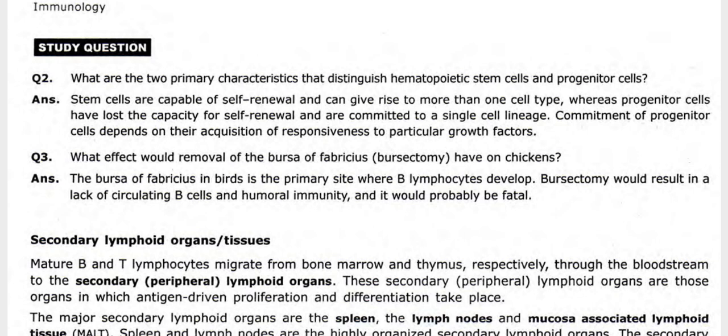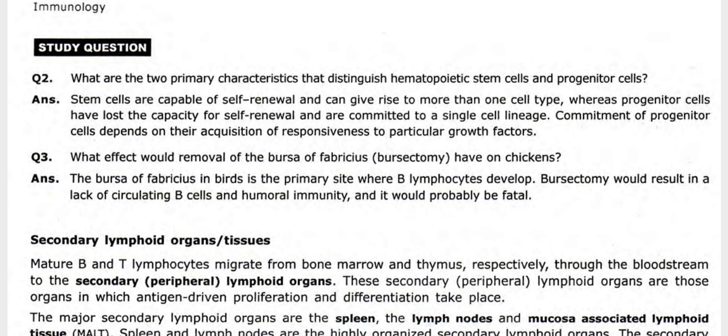Once again, stem cells are capable of self-renewal and can give rise to more than one cell type, whereas progenitor cells have lost the capacity for self-renewal and are committed to the single cell lineage. Commitment of progenitor cells depends on the acquisition of responsiveness to particular growth factors.